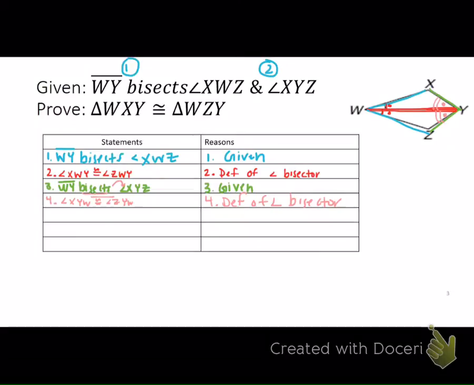What side do they share? So WY is congruent to WY by what, Jill? Good. They are congruent by the reflexive property. Now, do we have enough information?